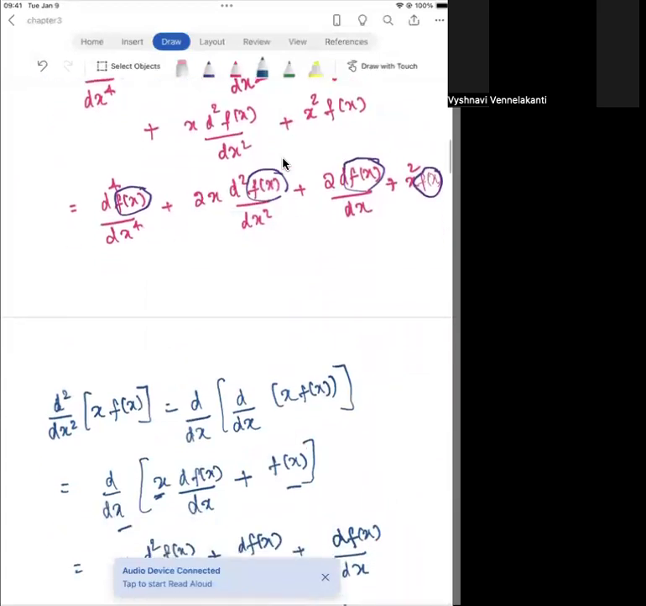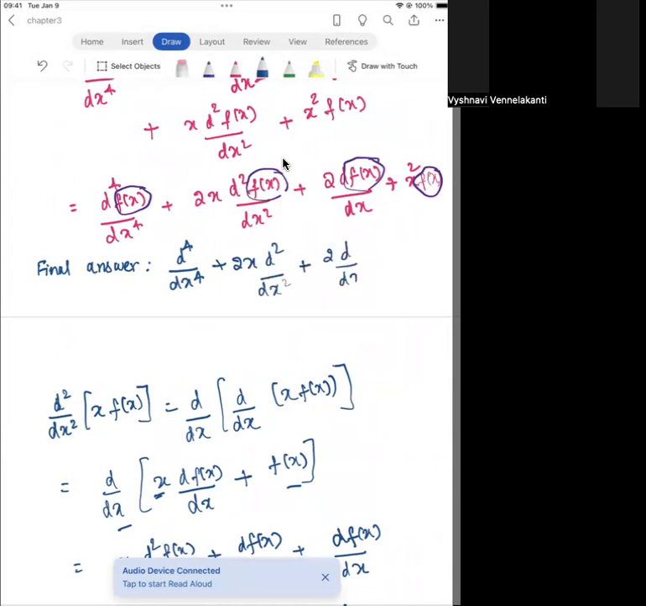So that will give us the final answer, which will be plus 2x d squared over dx squared plus 2 d over dx plus x squared. So this is the answer to the exercise.